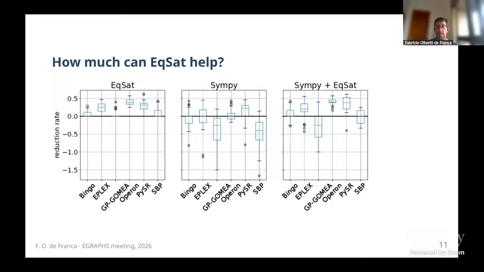Anything above the black line here means that we actually reduced the number of parameters. Anything below this line means that we actually increased the number of parameters. It's quite strange, but SymPy actually managed to do it. So in many situations, we observed that the simplification process of SymPy actually increased the number of numerical parameters somehow, due to some polynomial expansions and some other stuff that they do underneath. But in any case, equality saturation was quite competent to reduce the number of parameters.